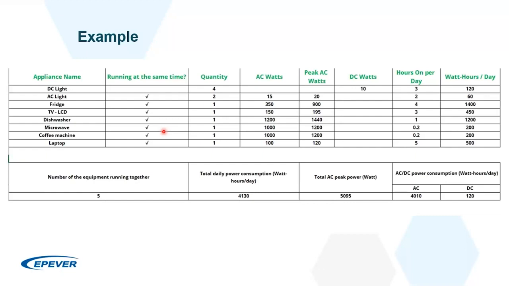In this example, I have considered that I'm using the AC lights, the fridge, the TV, dishwasher, microwave, coffee machine, and the laptop all together.